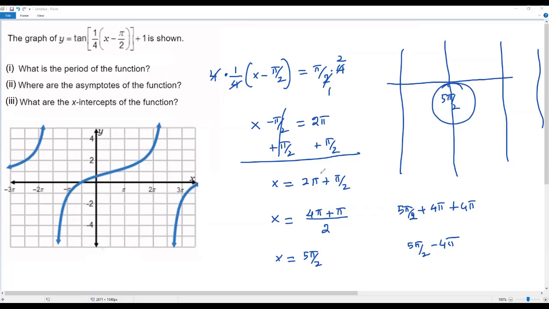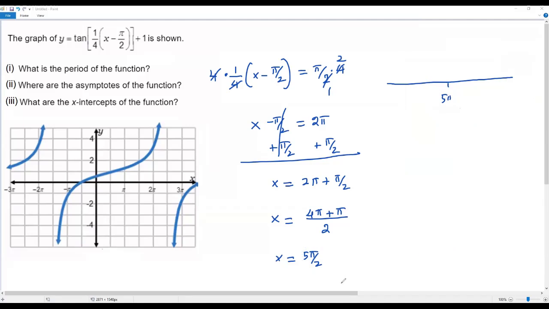So to get the multiple asymptotes, since the period is 4 pi, we have to add the multiples of 4 pi to this 5 pi over 2. So in general, what we will write is 4n pi, where n is an integer. For example, if I plug in n equal to 0, this part will completely become 0. That is, when n is equal to 0, I am getting x equals 5 pi over 2.